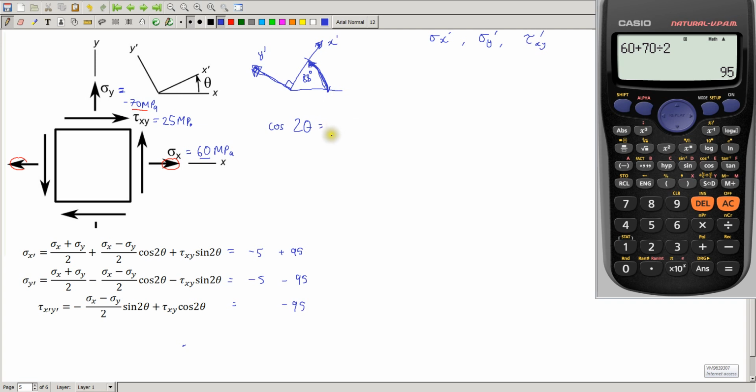So let's see what we get there. So cos 2 times 88. Now if we were going in a clockwise rotation, that would be a minus 88. So cos 2 times 88 equals minus 0.997564. So, where are we going to put that? Going to put that here.